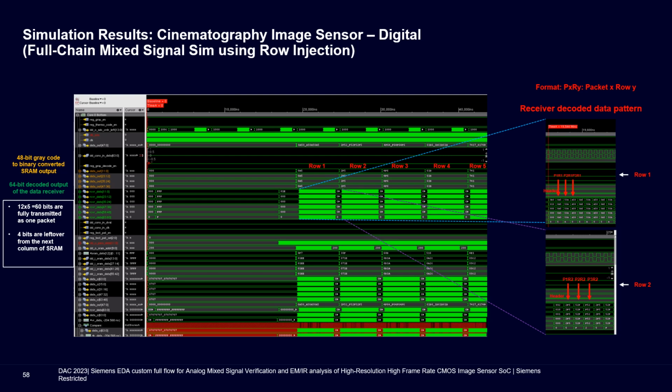In this test case, the first packets from row 1 and row 2 are 0A5 and 992 respectively, and the image snippet on the top right shows the decoded data pattern at the FPGA receiver. It is clear that the decoded pattern exactly matches what was transmitted, hence validating our full chip operation.